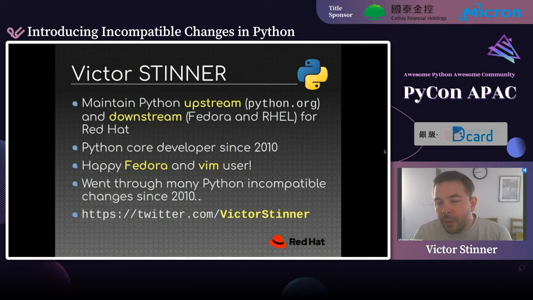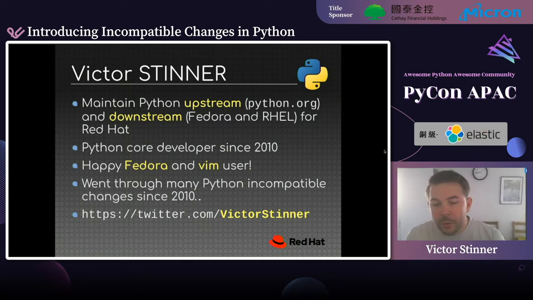Upstream means that I'm fixing regressions, I'm paying attention to the CI and the buildbots, and I help others to fix regressions. Downstream means, for example, to backport security fixes or some of the most important bug fixes. I've been a core developer for 12 years, so I saw many incompatible changes in the last 12 years, and I'm a happy Fedora and Vim user.